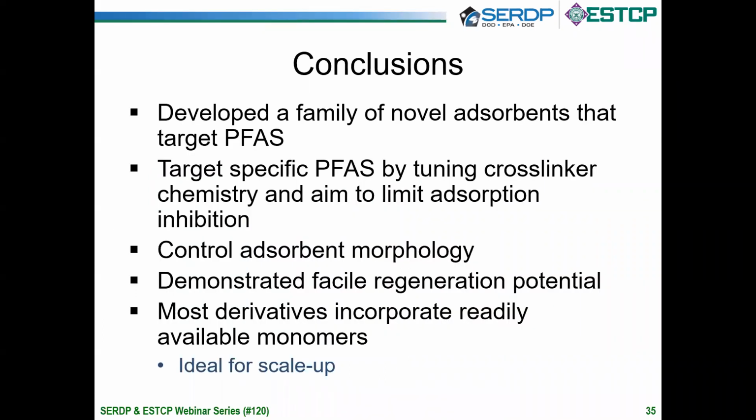So to conclude, our project has resulted in a family of novel adsorbents that target PFAS. Although cyclodextrins are ideal complexing agents for many types of PFAS, we learned that it is essential to consider the chemistry of the crosslinker to enhance the affinity of cyclodextrin polymers for different classes of PFAS. Cyclodextrin polymers are inherently resistant to adsorption inhibition from natural organic matter, but may be inhibited in systems that operate at relatively high pH or in the presence of divalent cations.